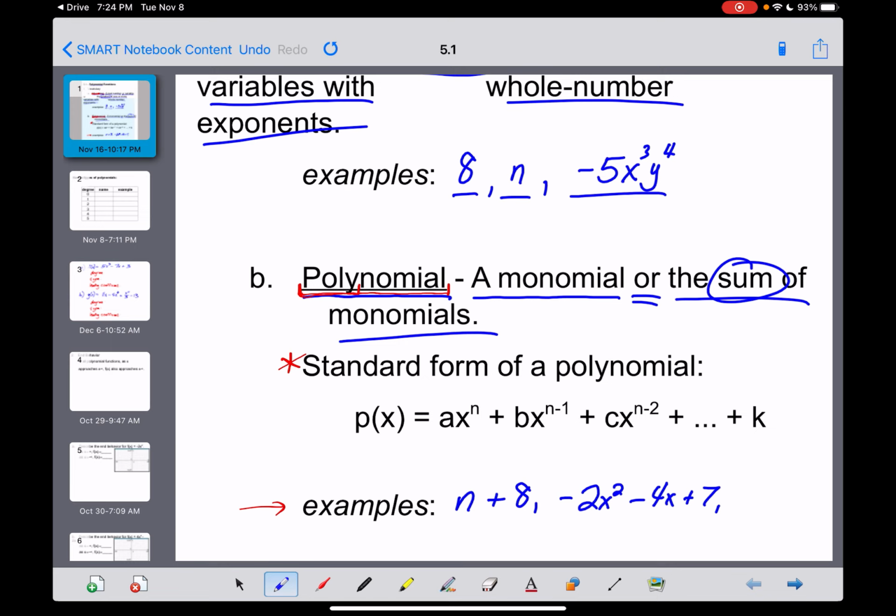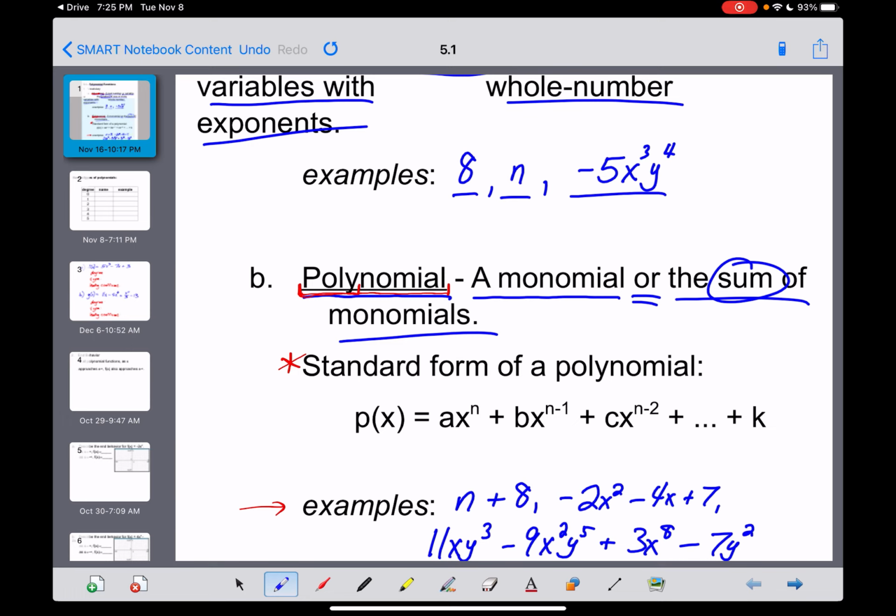So we could see something like 11xy^3 minus, oh, I don't know, I'm just making things up here, 9x^2y^5, and then maybe just a plus 3x^8. It doesn't have to have a y in there. And then minus 7y^2. That would be a polynomial as well.